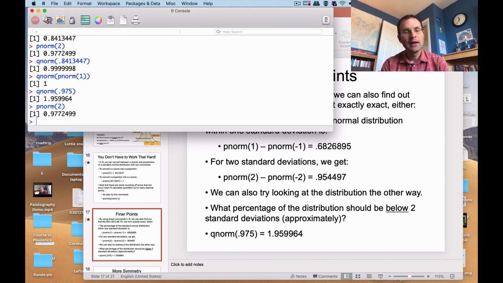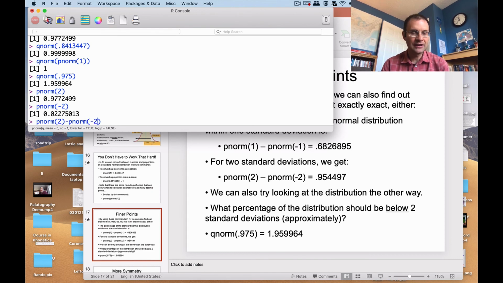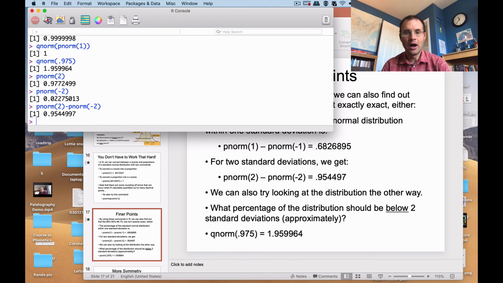Also, to make these previous commands explicit, I just want to show you. So pnorm of 2 is the percentage of the distribution to the left of 2 standard deviations, and pnorm of -2 is the percentage of the distribution to the left of -2 standard deviations. So this is about 97.7%. This is about 2.3%. If I subtract this from this, I'm going to get something close to 95%, but not exactly. So we're taking 97.7% of the distribution and subtracting 2.3% from it, and we get 95.4. That's how that works.